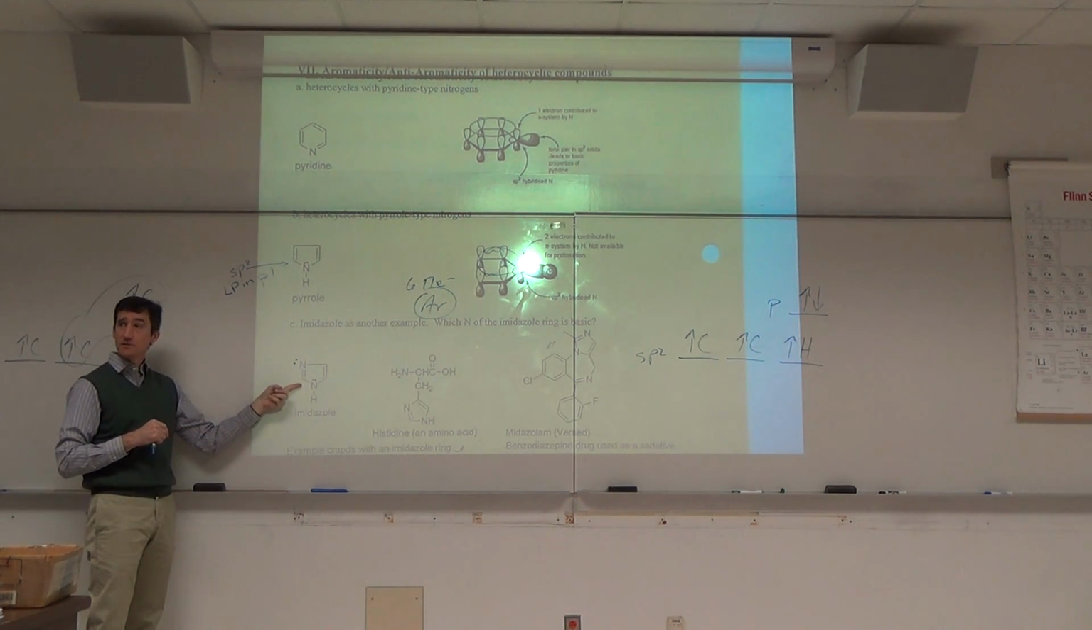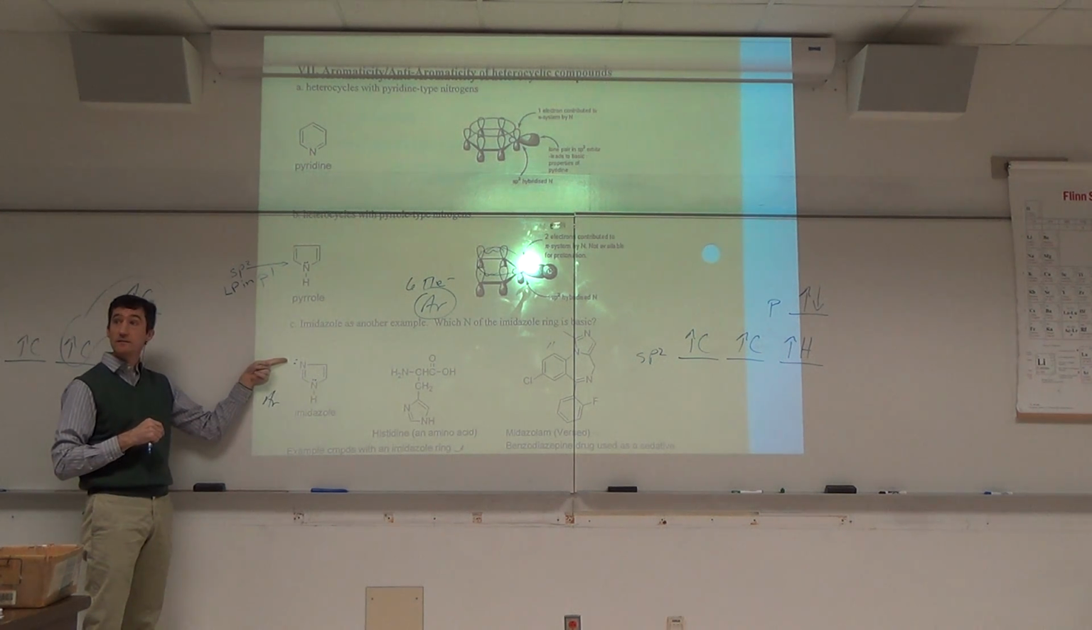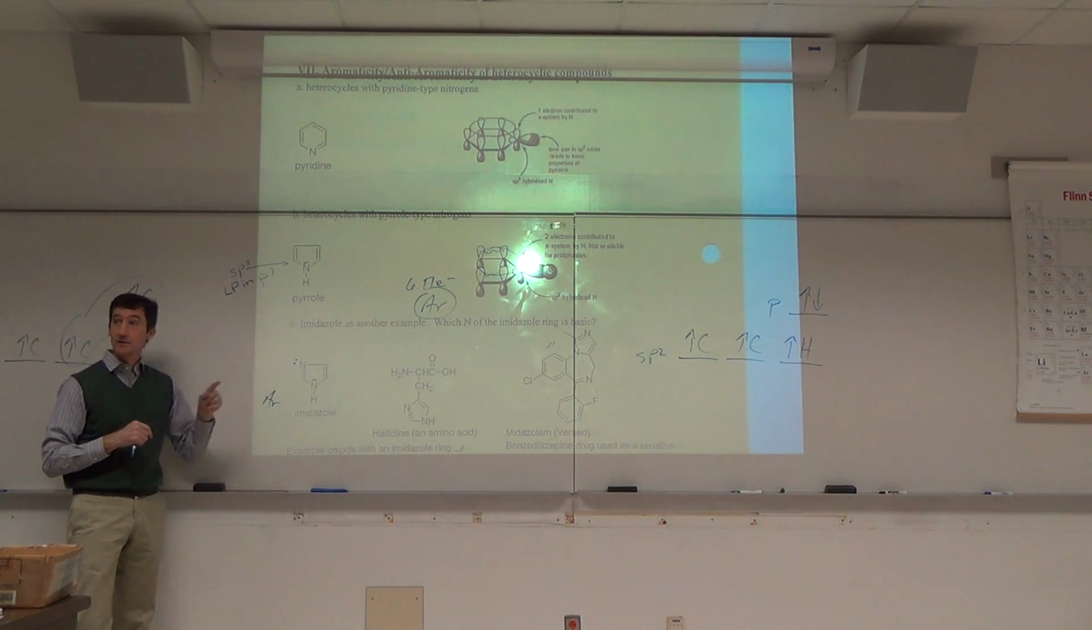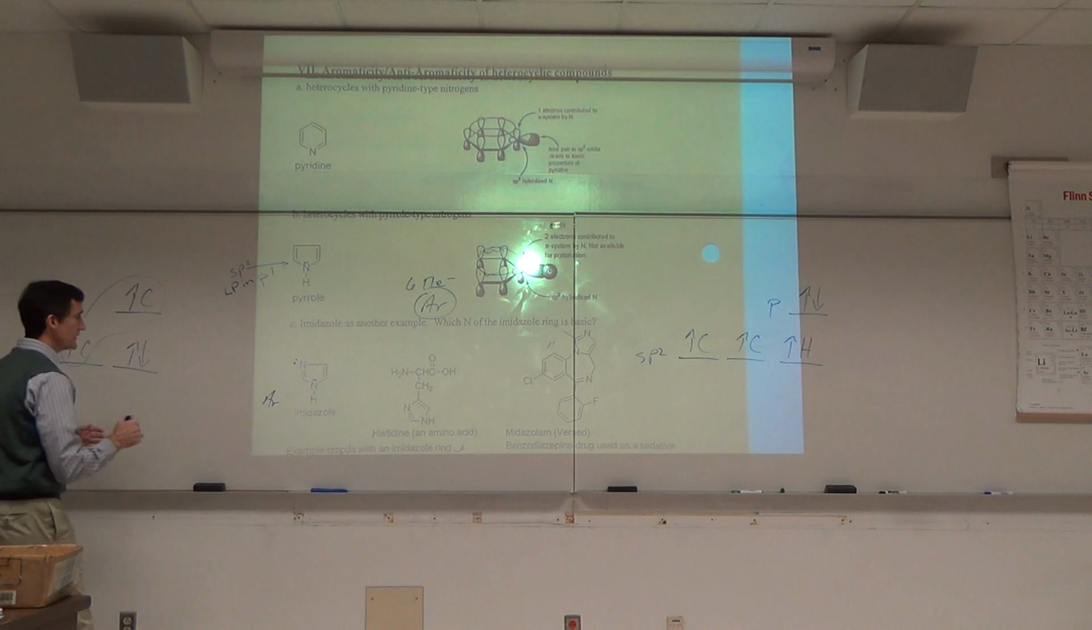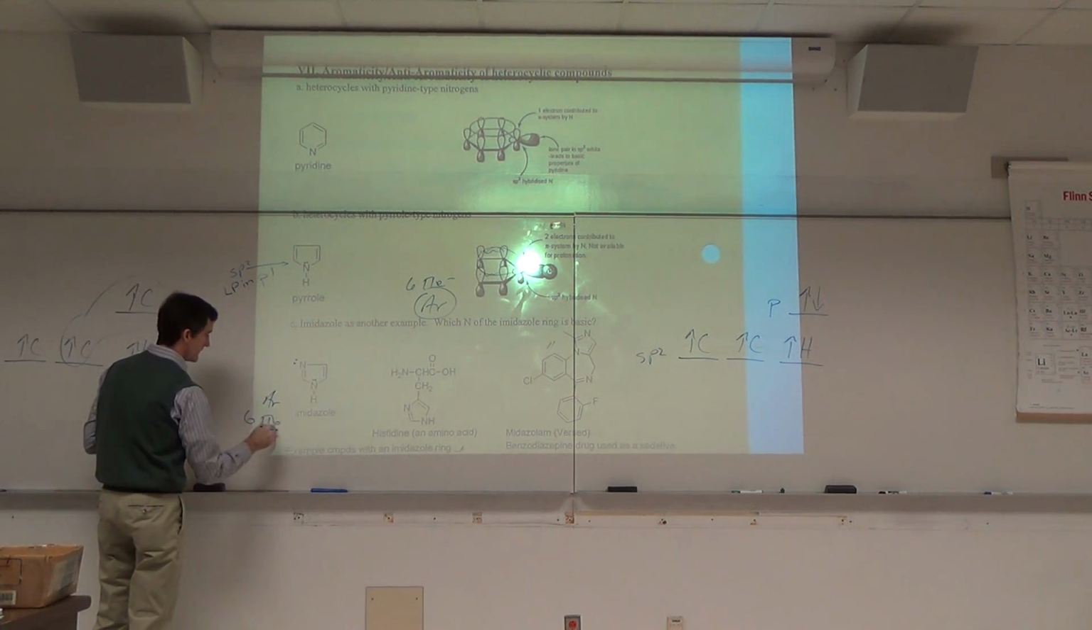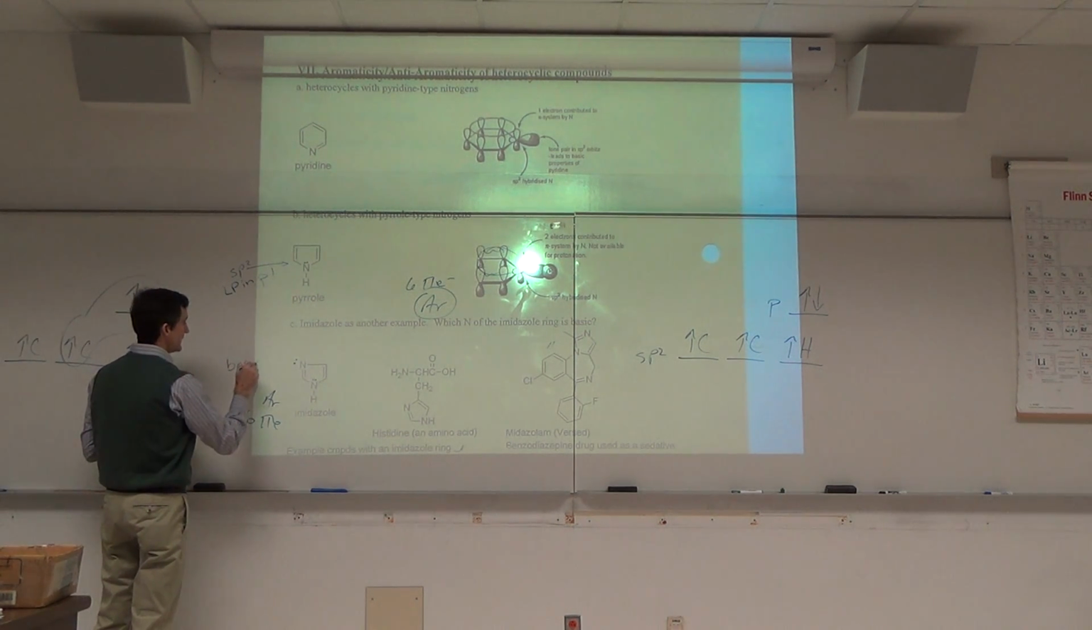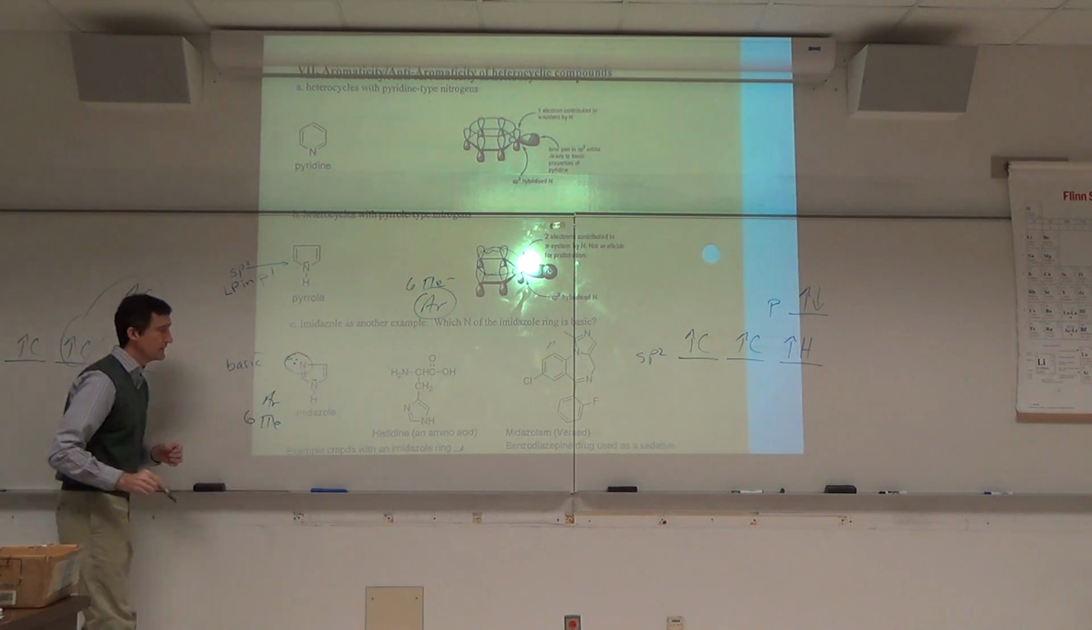Or is it 8 pi electrons? 6. What about, there's 2 more. They're not in it. Yeah, but they're not in the pi system. Okay? You've got to understand basic hybridization structure. 6 pi electrons. This nitrogen here is considered basic.